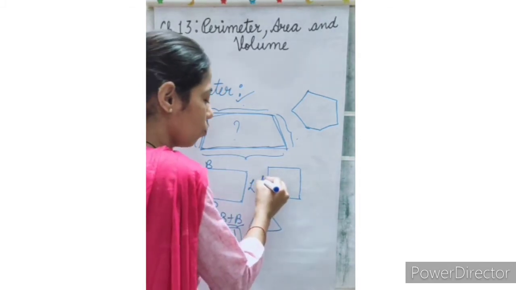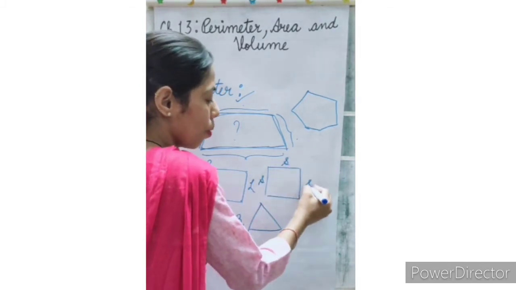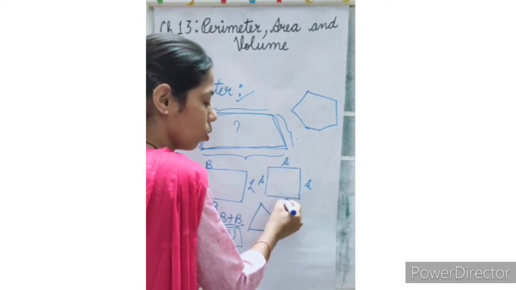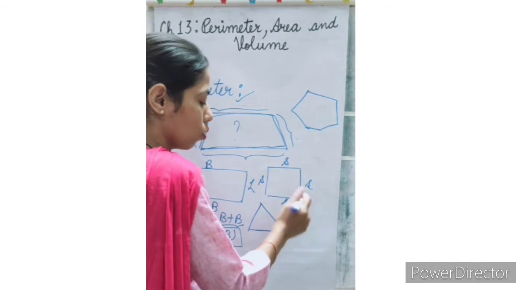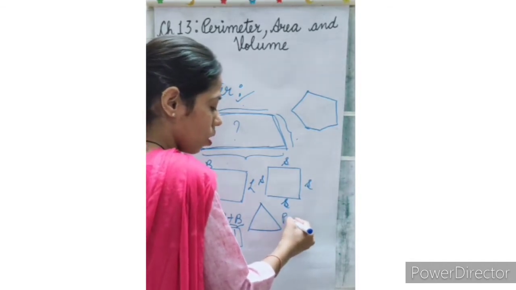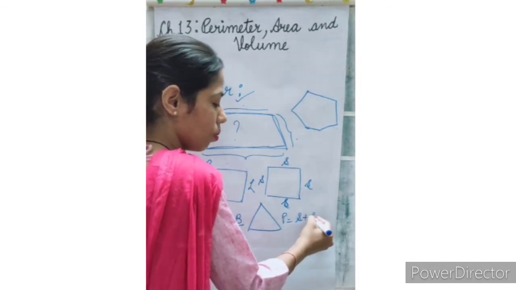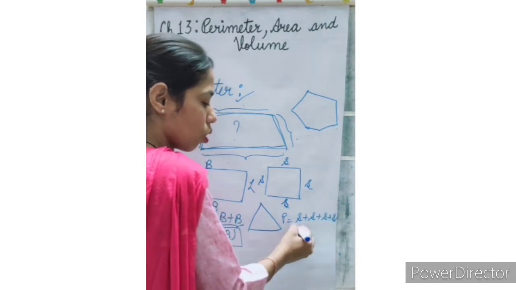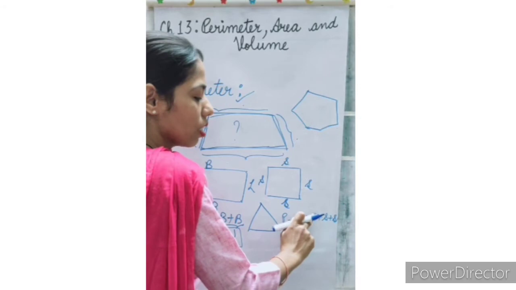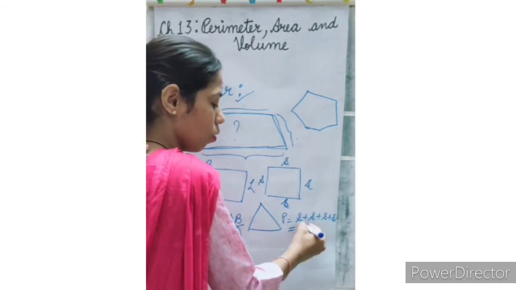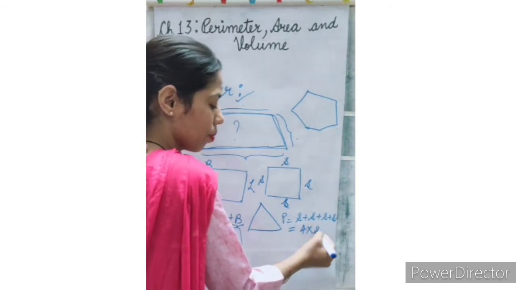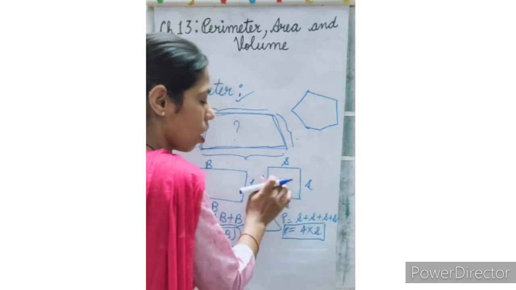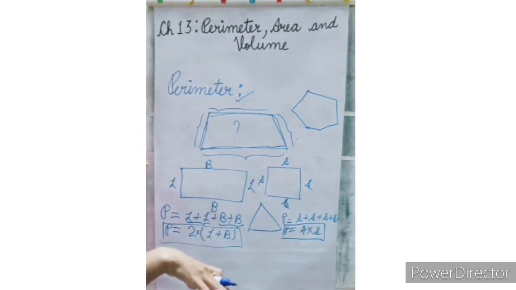And if we have to find the perimeter of a square, in a square all four sides are equal. So we are writing S for all four sides. For finding perimeter, we will add all four sides. So the shortcut for S plus S plus S plus S is 4 multiplied by S. This is the formula for finding the perimeter of a square.